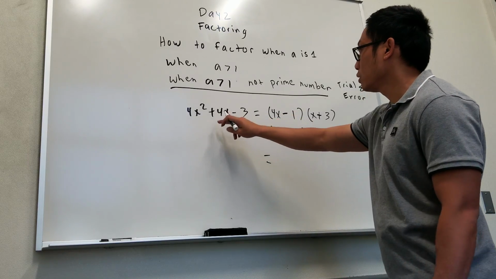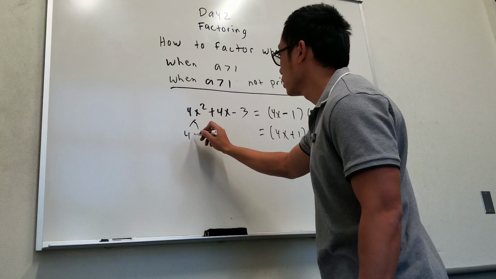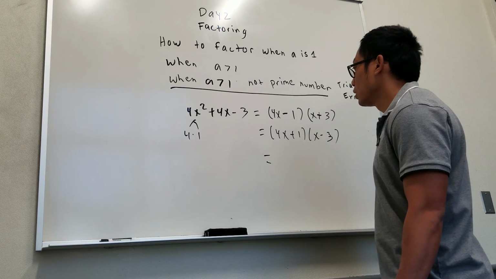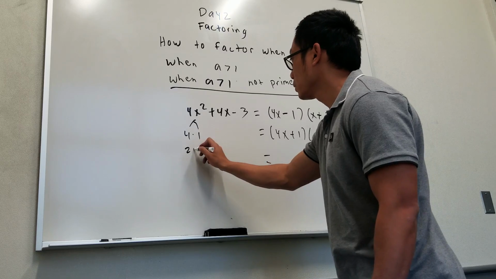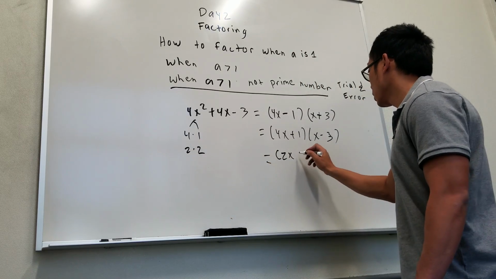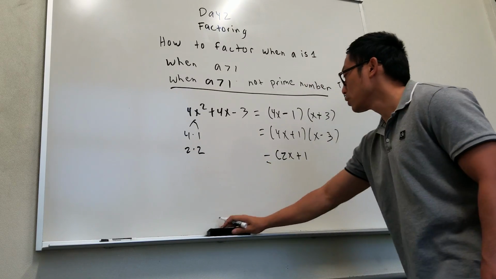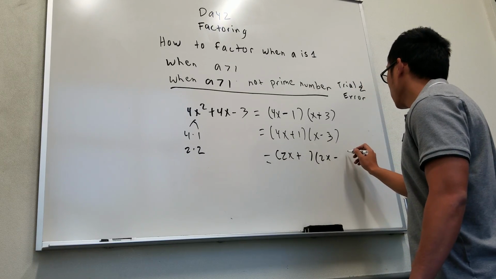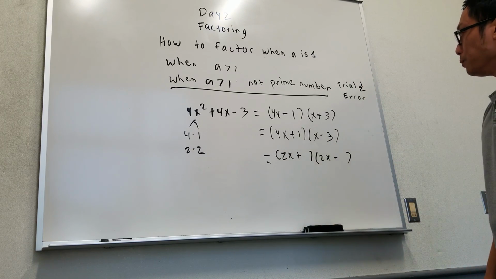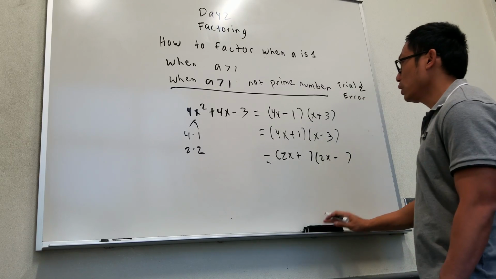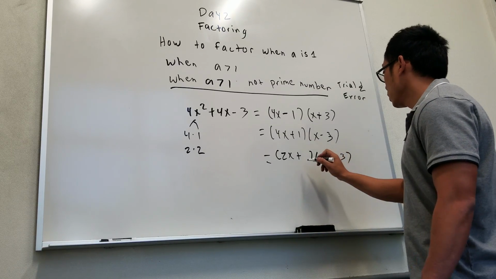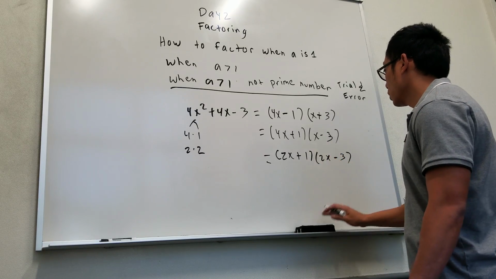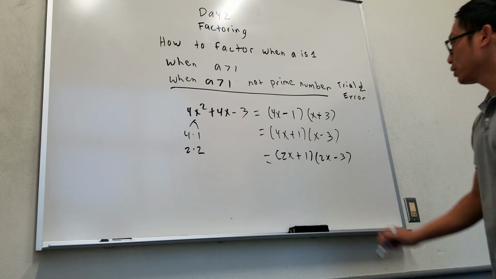See, combination of 4 and 1, right? Doesn't look like it worked too well. So now let's think about combination of 2's. Also, it's 2 times 2. So that's 2x plus, oops, I know it's plus, and 2x minus, right? So let's think about it. Let's think about 3 and 1. Does that work? If you FOIL it, no, it doesn't work, right?